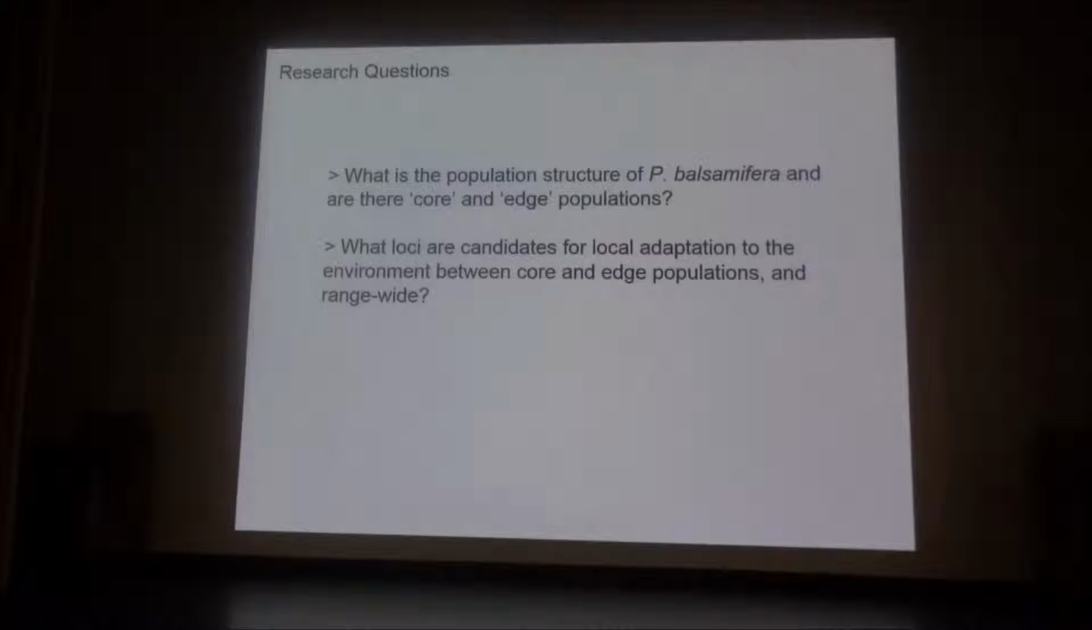I work with Populus balsamifera, and we wanted to understand the population structure of Populus balsamifera, and identify the core and edge populations and find the number of edge populations that existed and where they're located. And then we wanted to find candidates for adaptive evolution, for local adaptation to environment between these core and edge populations, and also across the entire range.